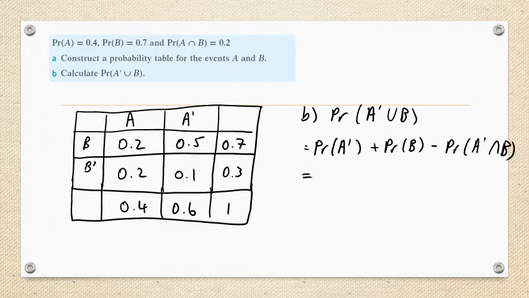Now, you might ask, why can't I just add A complement and also B? As I mentioned before, when you add them, you're always counting the intersection twice, so you need to subtract it. Then all we have to do is just put in the numbers. That's 0.6, that's 0.7, minus the intersection, which is 0.5. So it's 1.3 minus 0.5, giving us 0.8.